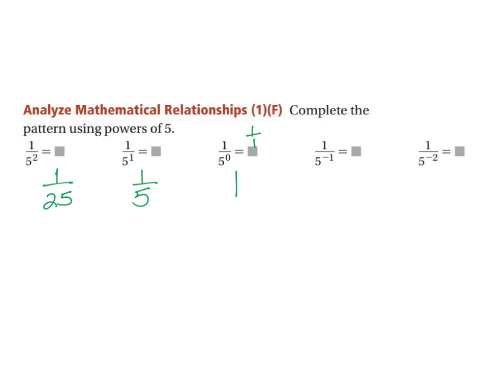Then here I have 1 over 5 to the negative 1. So this would actually become a whole number. I'm going to flip it over. So this would be 5 to the 1st over 1. So then it would just be 5. This would become 5 squared over 1. So this would become 25. So if you notice, there is a little bit of a pattern here to get us through.